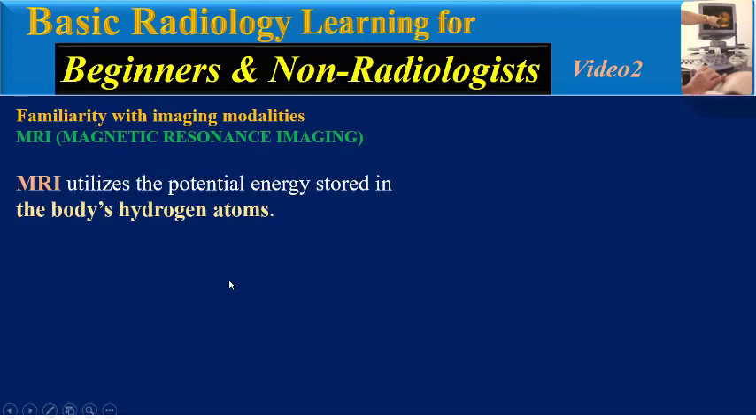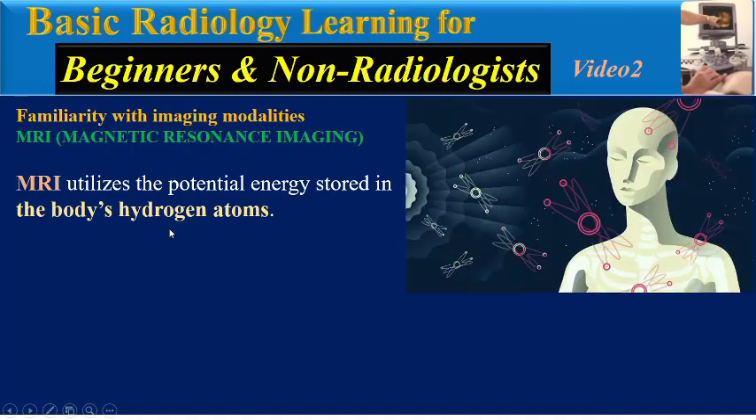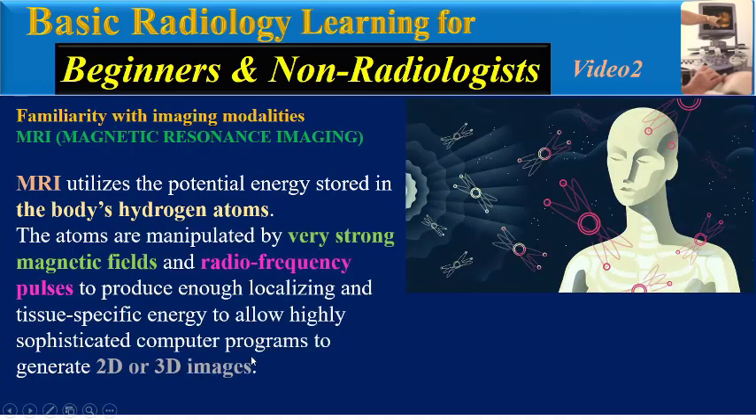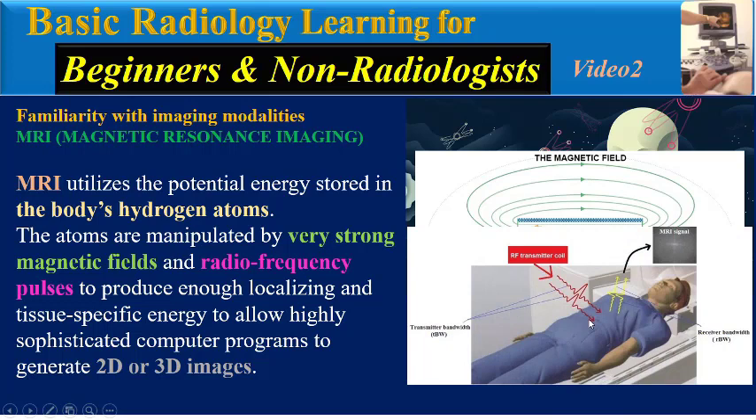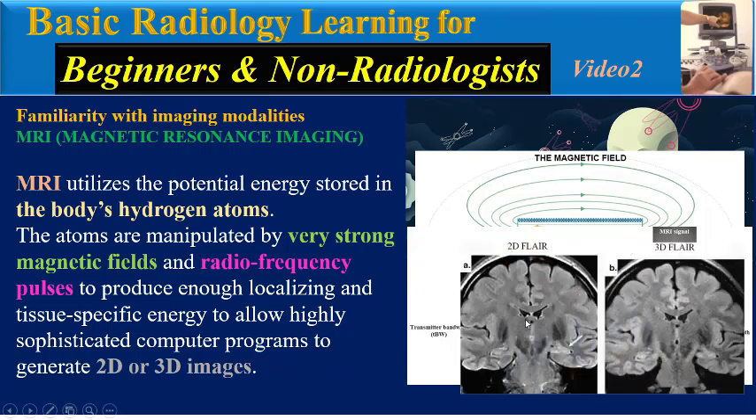Now, familiarity with another imaging modality named MRI, or magnetic resonance imaging. MRI utilizes the potential energy stored in the body's hydrogen atoms. The atoms are manipulated by very strong magnetic fields and radio frequency pulses to produce enough localizing and tissue-specific energy to allow highly sophisticated computer programs to generate 2D or 3D images.